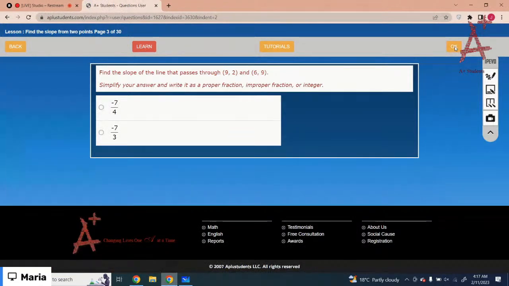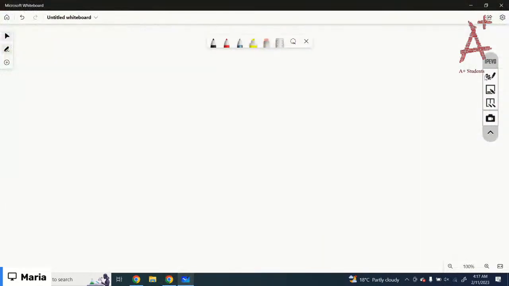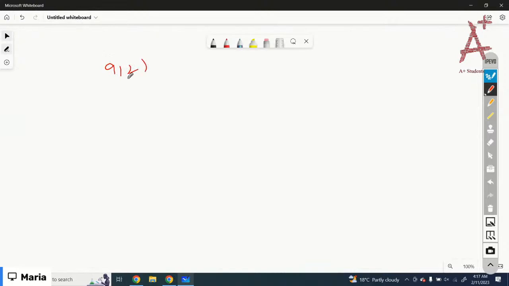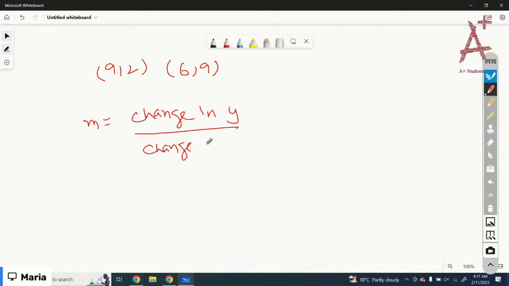Okay, the next one is find the slope of the line that passes through 9, 2, and 6, 9. So the points are 9, 2, and 6, 9. Got it? So you can calculate the slope by m equals change in y divided by change in x. Subtract the y components, so it would be 9 minus 2, and divided by 6 minus 9.